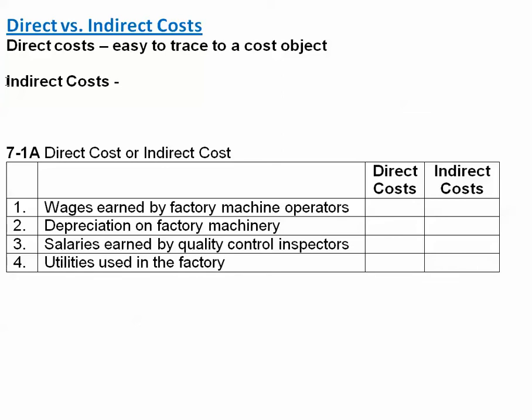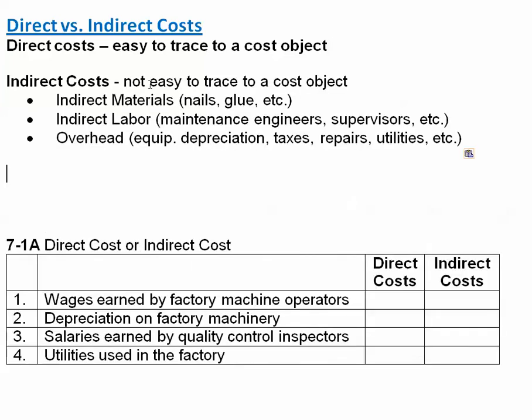There are, however, some costs that are not easy to trace. Those include things like indirect materials, indirect labor, or overhead. Examples of indirect materials are things that go into a product but are either in such small amounts that it wouldn't be cost effective to try to identify or trace each item directly to a cost object, so they get lumped together and people just sort of use it freely.